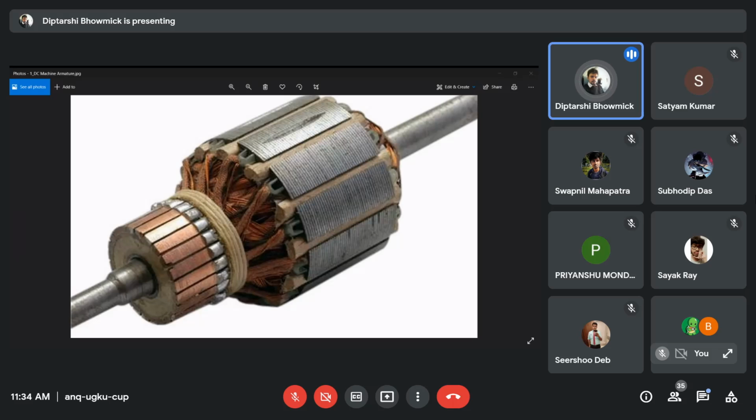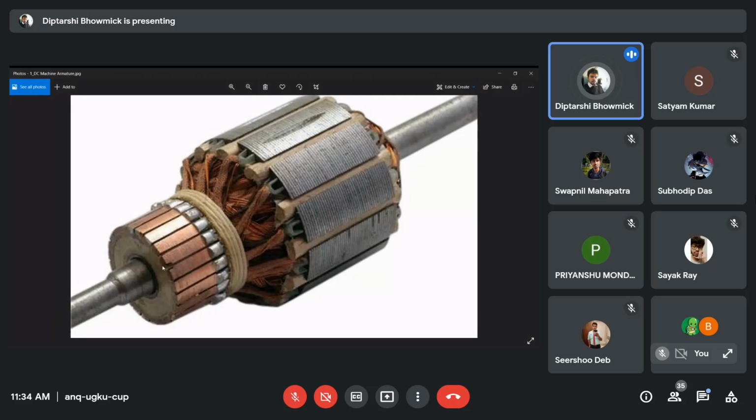Then you have to find out the number of slots. You have to count the number of slots by hand, and that will be 29 slots in the case of our machine, not all machines, because every machine has a different number of slots, different diameter, different length, etc. But the machine we have in the laboratory has 29 slots. Now, what is slot pitch?